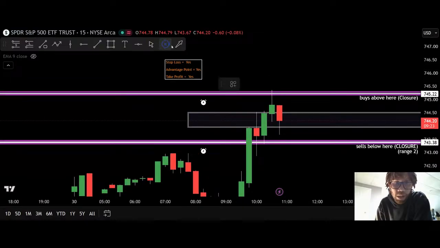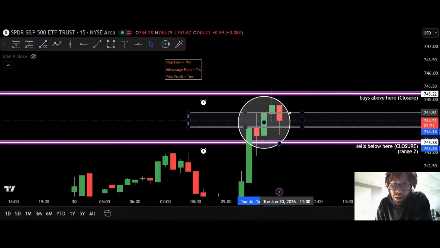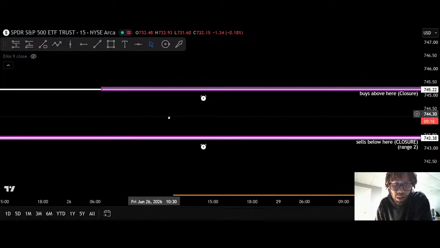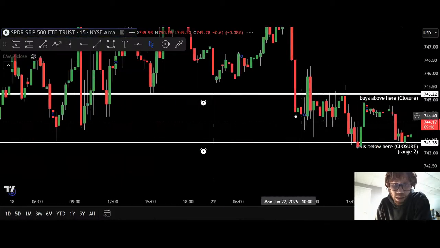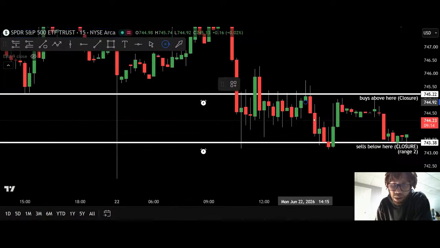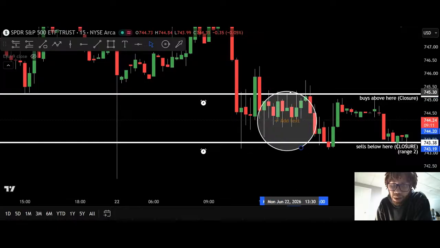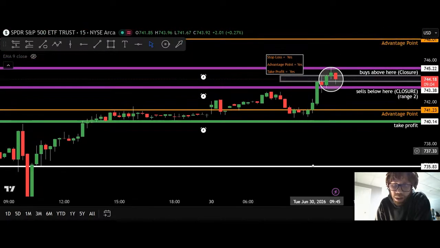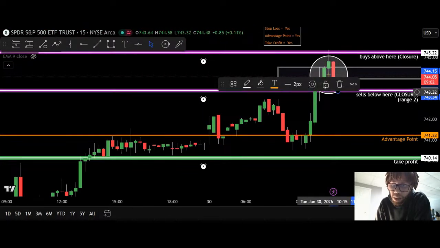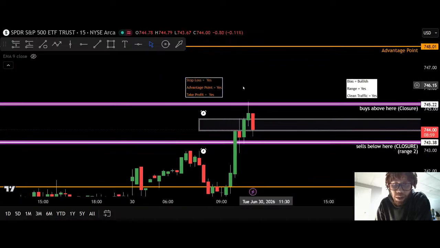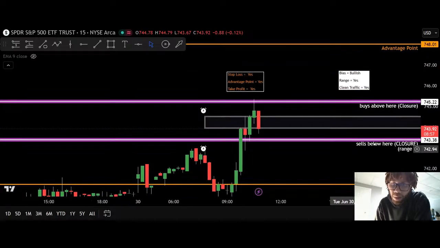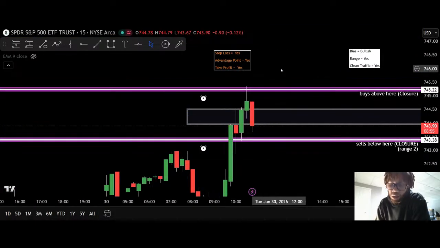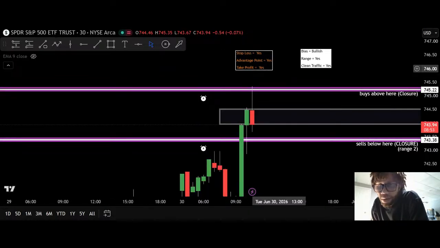I want you guys to take a look at this and then take a look at this. Looks similar, huh? Yeah, because it looked like that in that range. These could be buyers and sellers squabbling, right?